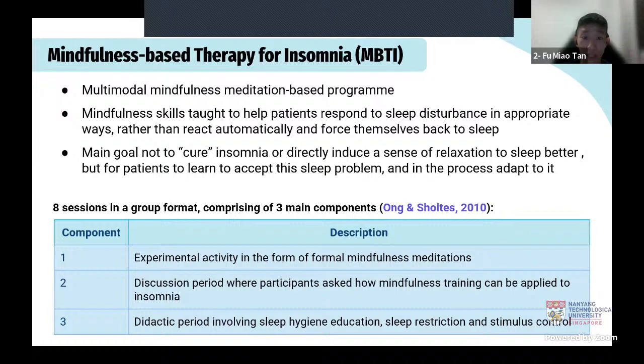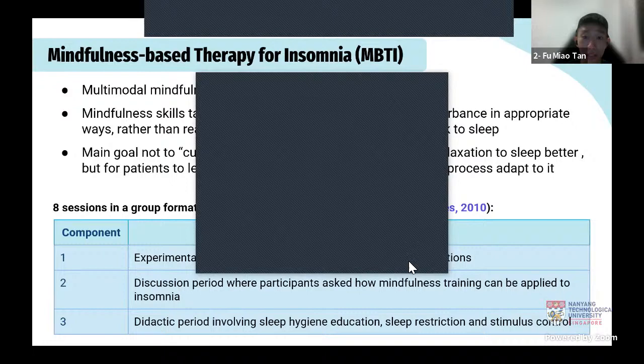The skills taught are to help patients learn to accept this sleep problem and in the process adapt to it by responding to sleep disturbances in appropriate ways, rather than trying to change their behaviors to force themselves back to sleep. MBTI usually lasts for 8 weeks, comprising 3 main components that revolve around education and practice of mindfulness on top of behavior training, such as stimulus control therapy. MBTI is an evidence-based treatment that's clinically proven with successful clinical trials and case studies.